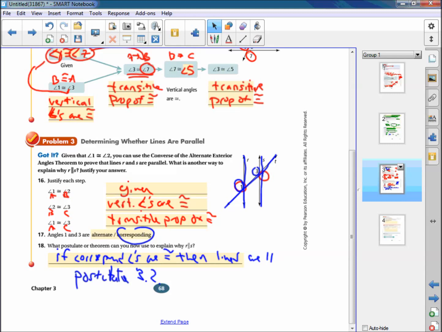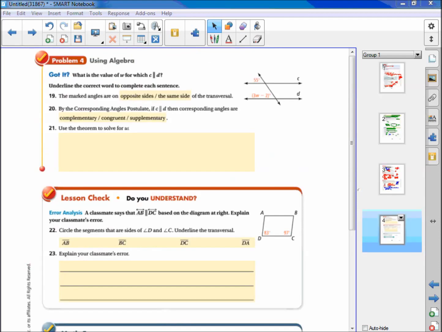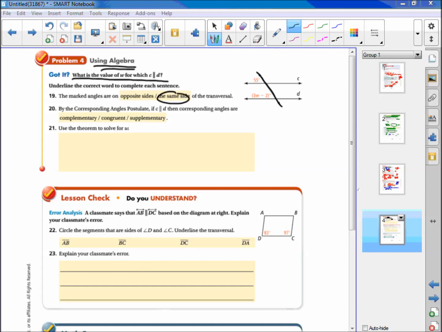Let's flip it over and see what's on our last page. All right, on our last page here, we have one more problem and then the lesson check. In our problem, it says, what is the value of W for which C and D are parallel? All right, so this is using some algebra. To figure this out, we're going to end up with an equation. So underline the correct words to complete each sentence. So the marked angles are on the same side of the transversal. So here's the transversal cutting across, and they're both on the left side of that transversal.